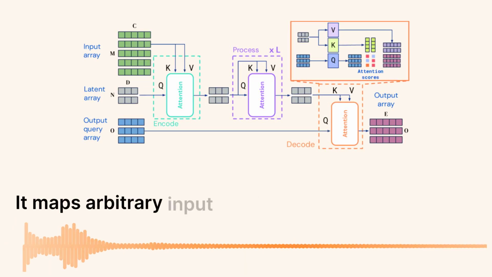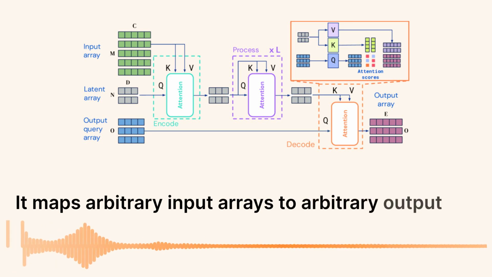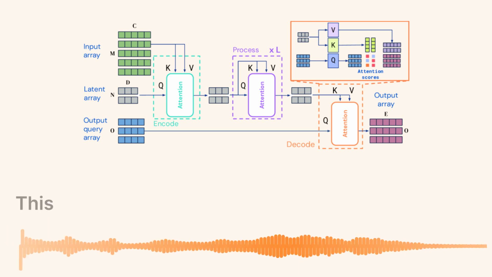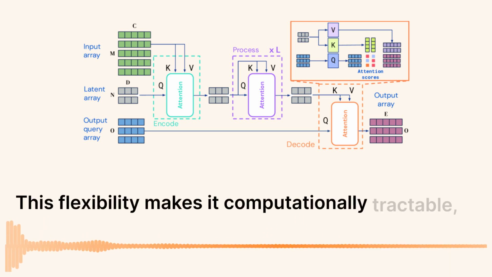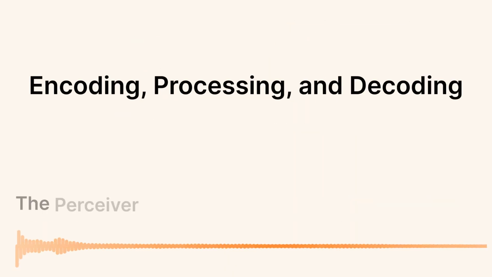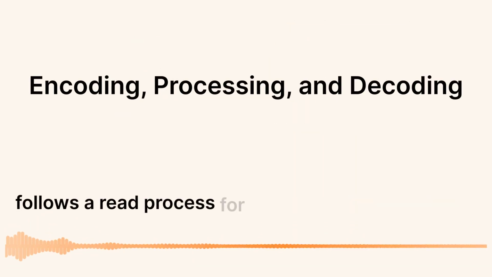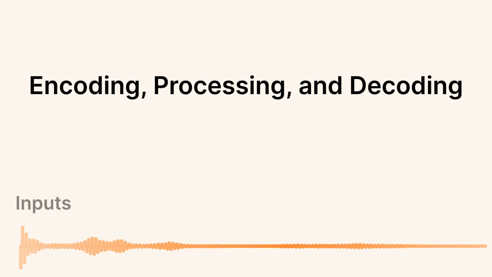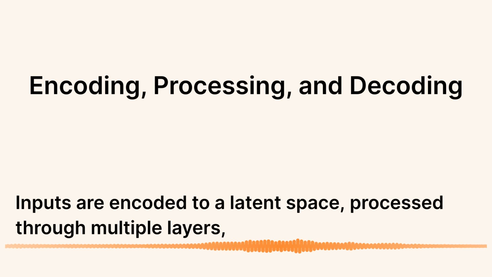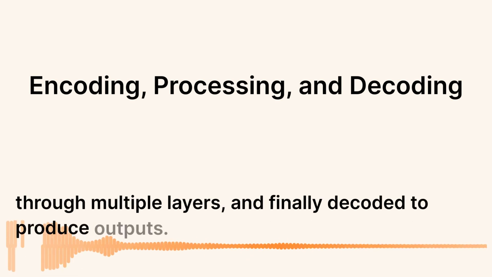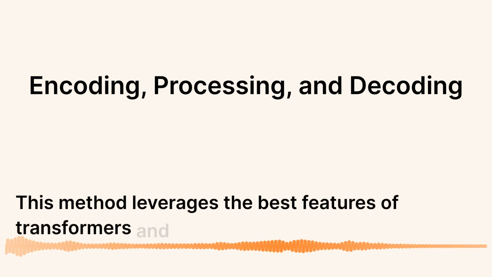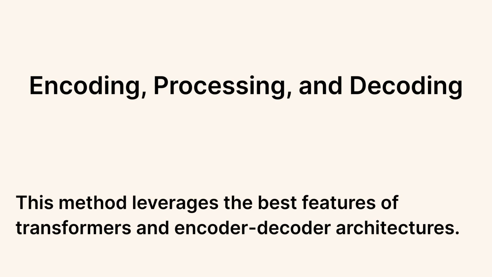Take a look at the Perceiver I/O architecture. It maps arbitrary input arrays to arbitrary output arrays using a domain-agnostic process. This flexibility makes it computationally tractable even for very large inputs and outputs. The Perceiver I/O follows a read-process-write approach. Inputs are encoded to a latent space, processed through multiple layers, and finally decoded to produce outputs. This method leverages the best features of transformers and encoder-decoder architectures.